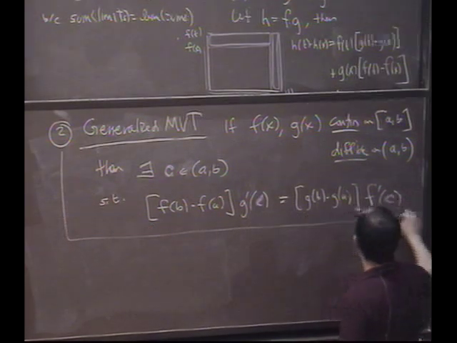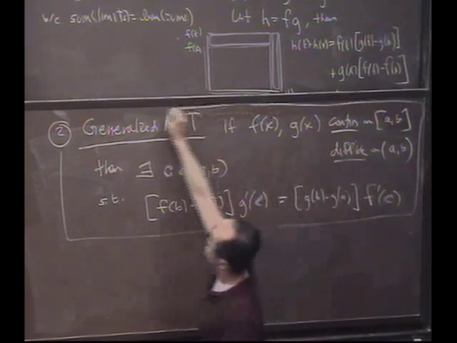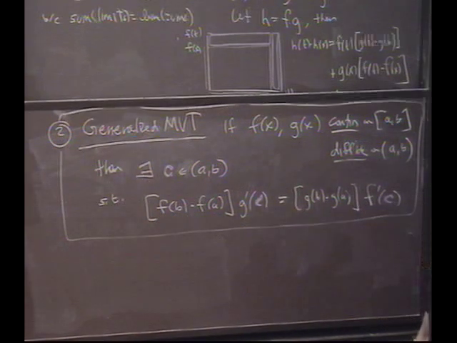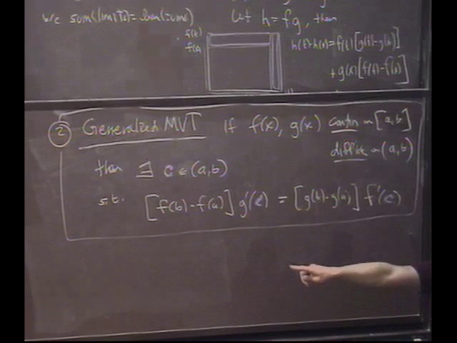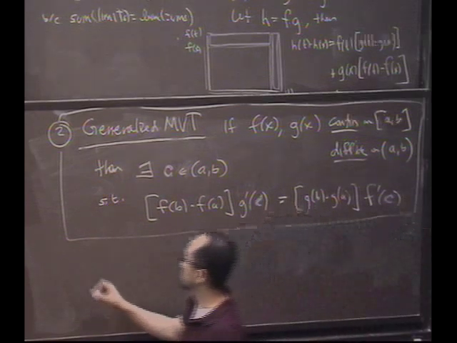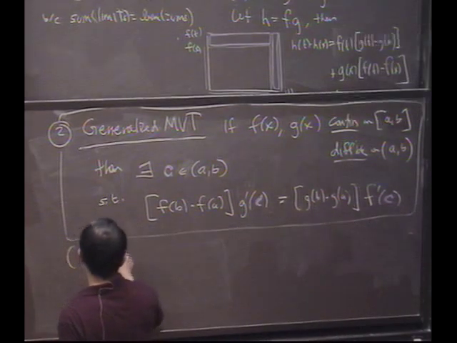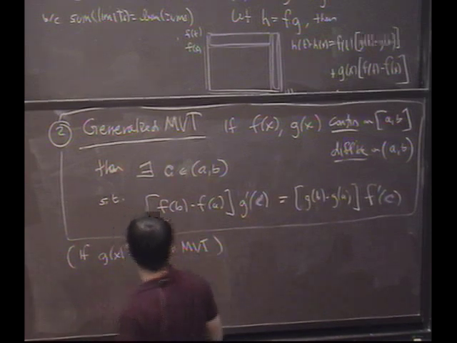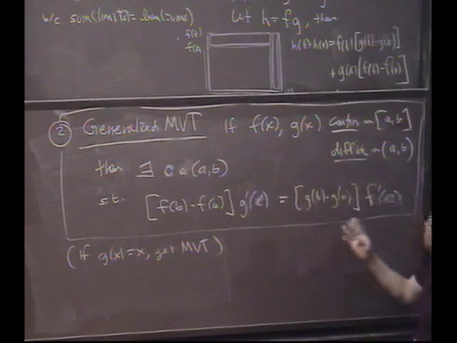Why is this called the generalized mean value theorem? Yeah, g of x could be x. And if you do that, you get the regular mean value theorem. So notice, if g of x equals x, we get the mean value theorem, because the derivative is 1, and this becomes b minus a.